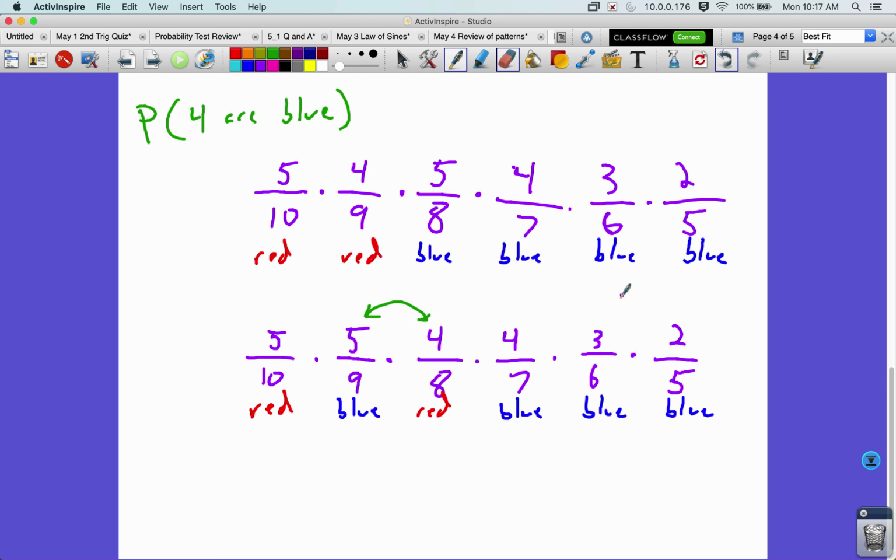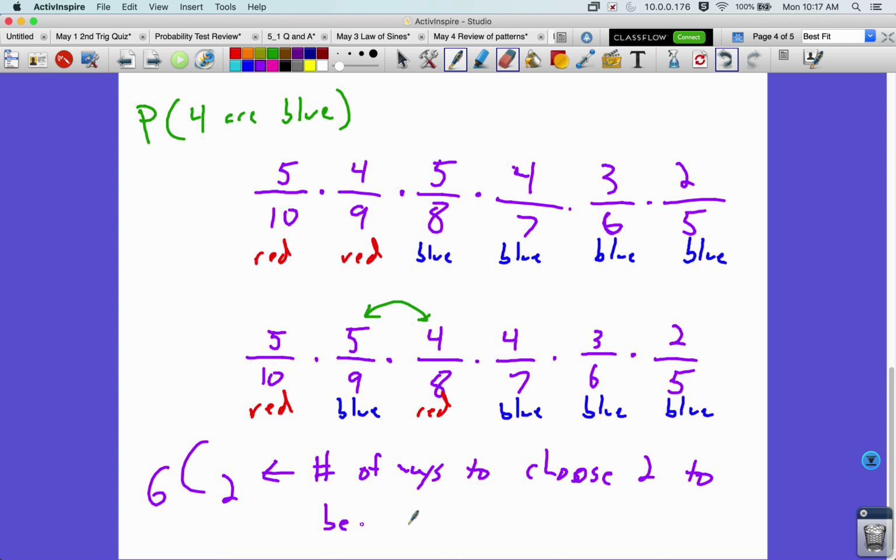So we just have to figure out how many different ways can we shoot off 6 rockets and have 2 of them be red. Well, that's 6 choose 2. This is the number of ways to choose 2 to be red. And what is 6 choose 2? I'm just going to do that on my calculator. 6 choose 2 is 15. So there's 15 different ways to put these reds in here. You know, I can go red, blue, blue, red, blue, blue. Count those all up, there's 15. So I'm going to take this probability and multiply by 15, and that's going to get me the probability that 4 are blue.